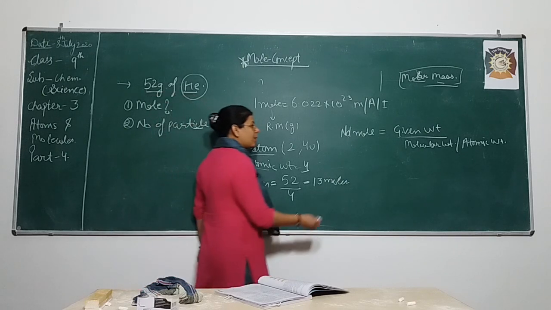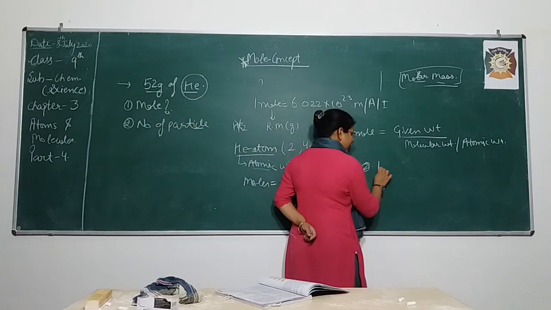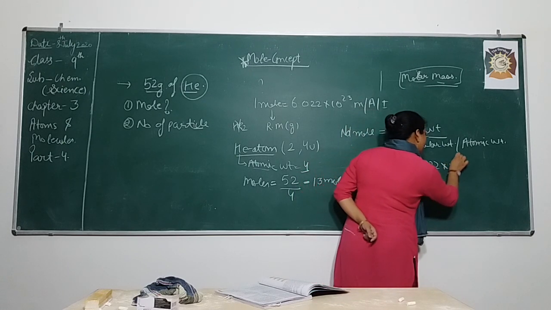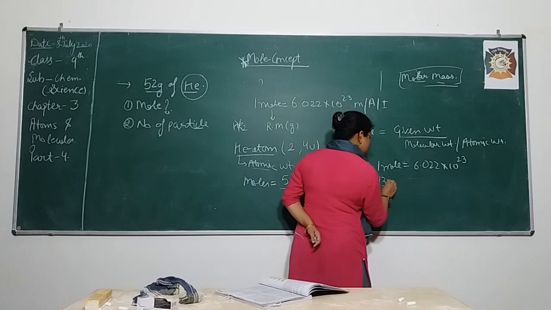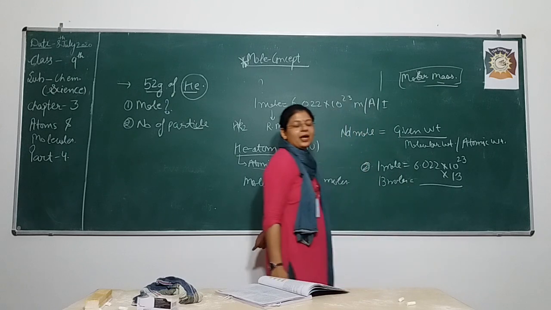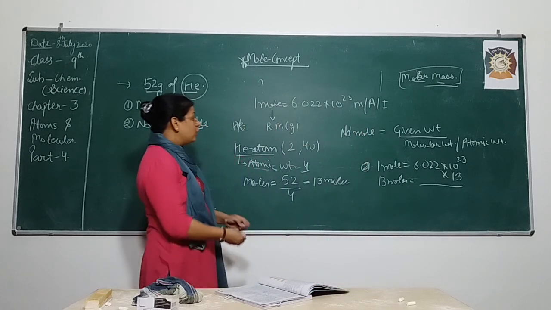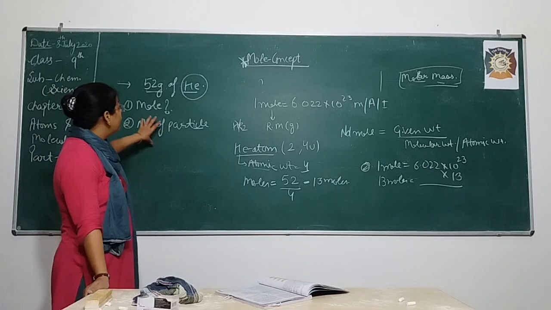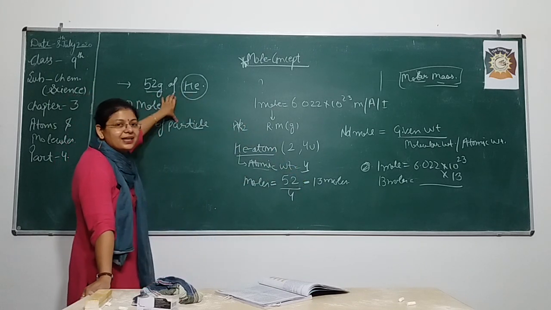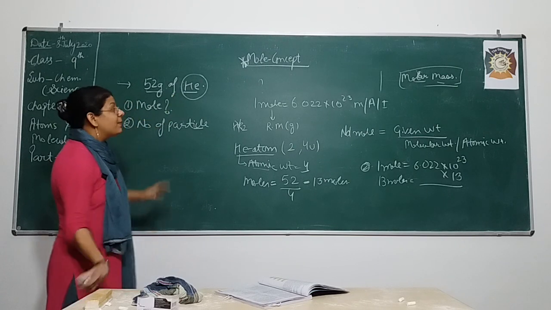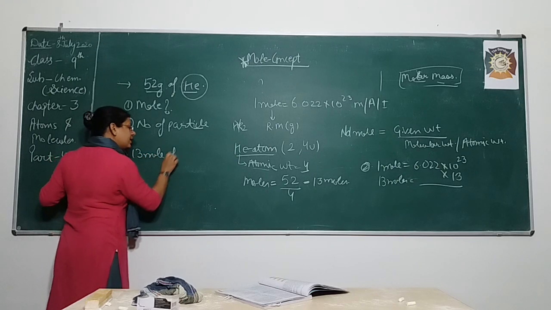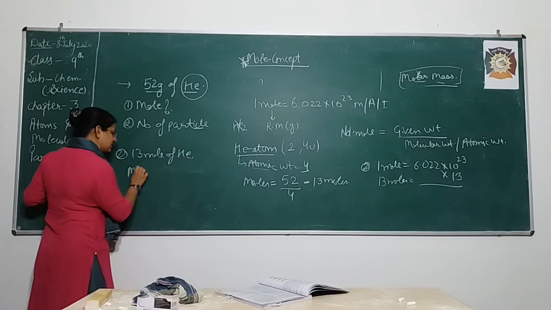And then the second part, about the particles. We know that in 1 mole, how many particles? 6.022 into 10 raised to the power 23. So in 13 moles, you just have to multiply this number by 13 and you will get the answer. Now if I have given you that 13 moles of helium is present, calculate the mass.